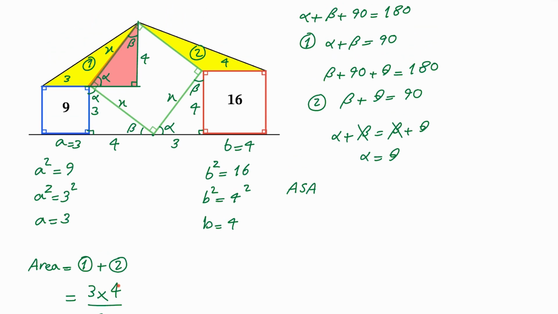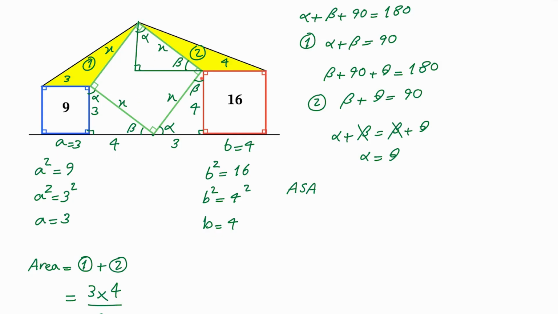So let's go and find the area number 2. Extend this line and draw a perpendicular line to this line. We have a right angle here, and this side length is x, which is equal to this line. This line is parallel to this line and this line is parallel to this line, so we have the same angle here. This line is parallel to this line and this line is parallel to this line, so we have beta here.